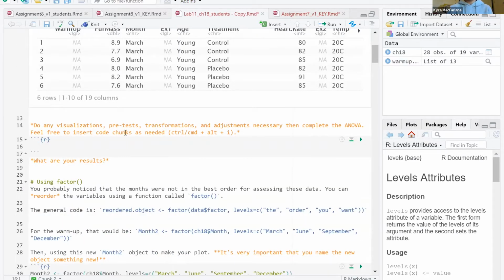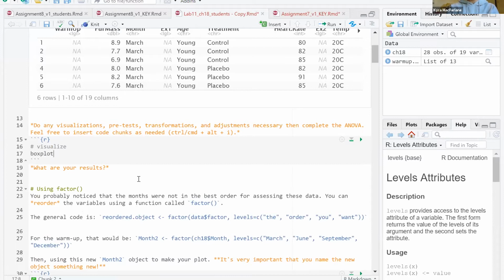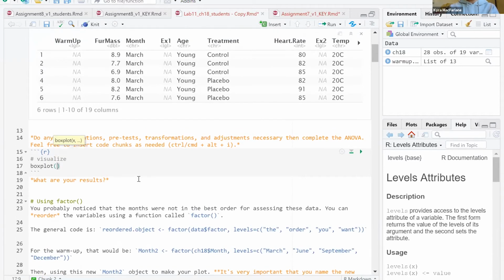So let's go ahead and work through the entire thing. I didn't break it up for you, but did remind you that you can use Command, Alt, and I to insert extra chunks. So I'm gonna do it this way where I label what each chunk is by using these hash marks. So the first thing we want to do is visualize the data. So we'll do the box plot of fur mass by month.